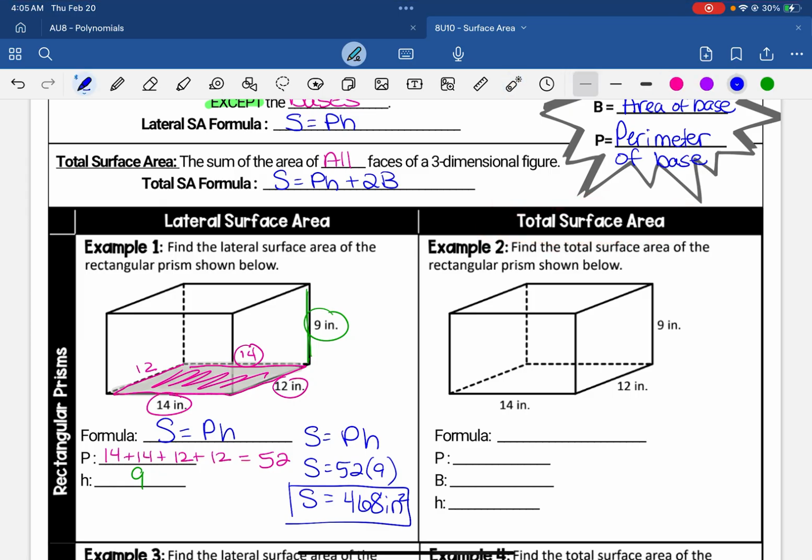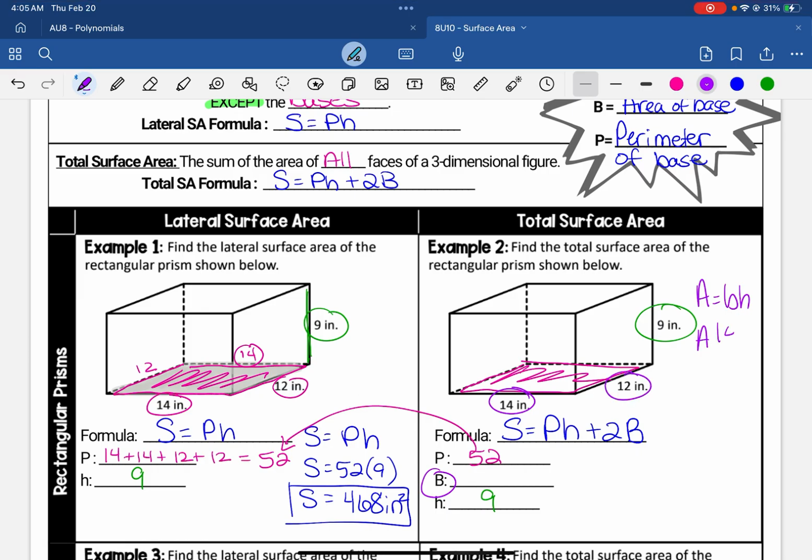Moving over to total surface area, I'm going to use the formula S equals capital P H plus 2 capital B. So again, we're starting off with our perimeter. Here's our base shape again. The perimeter we know is 52. We found that right over here. We also know that the height is 9. And now we need to calculate capital B. Capital B is going to be the area of the base. Well, since my base is a rectangle, area equals base times height. I will be multiplying 14 times 12.